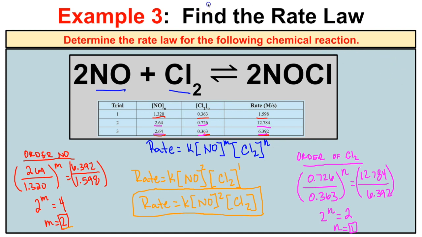So what is the order of this entire reaction right here? Well, to get the order of this entire reaction, we take the order of our reactant NO, which is 2, plus the order of Cl2, which was 1, and we will end up with 3. So this reaction here is a third order chemical reaction. Alright, so that's how you find the rate law for each chemical reaction.